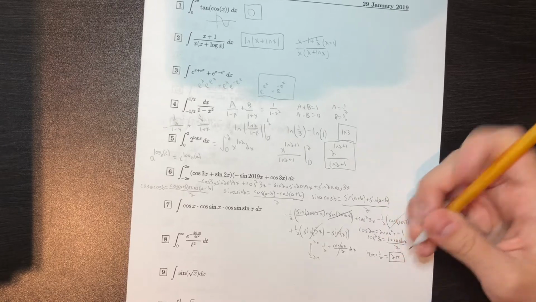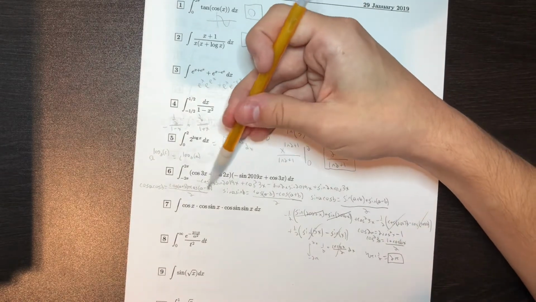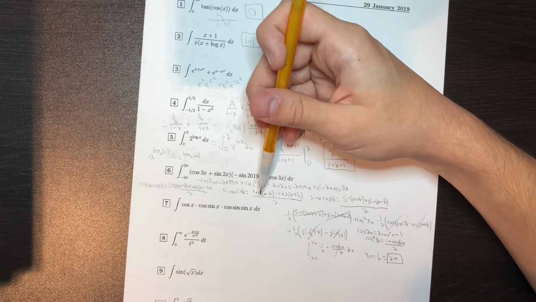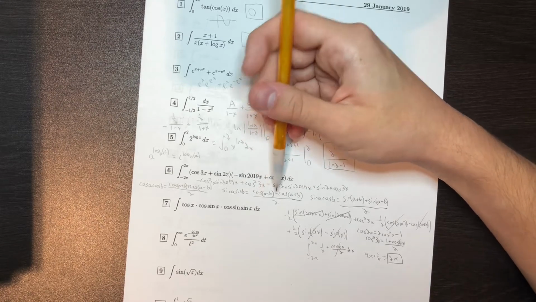Now, I'm sure for this problem, there's a much easier way to do it by noticing that everything cancels out from this first step up here, except for the cosine squared. And if you notice that, then you can solve this problem much quicker.